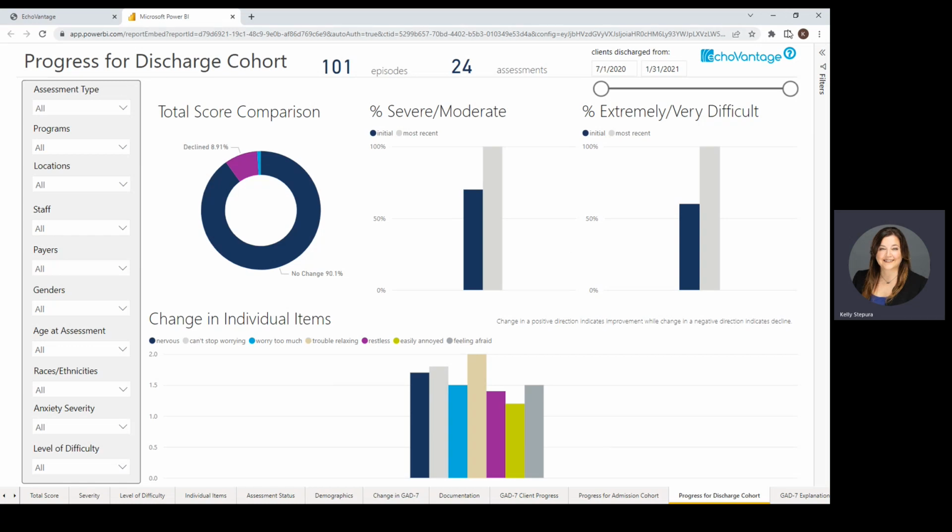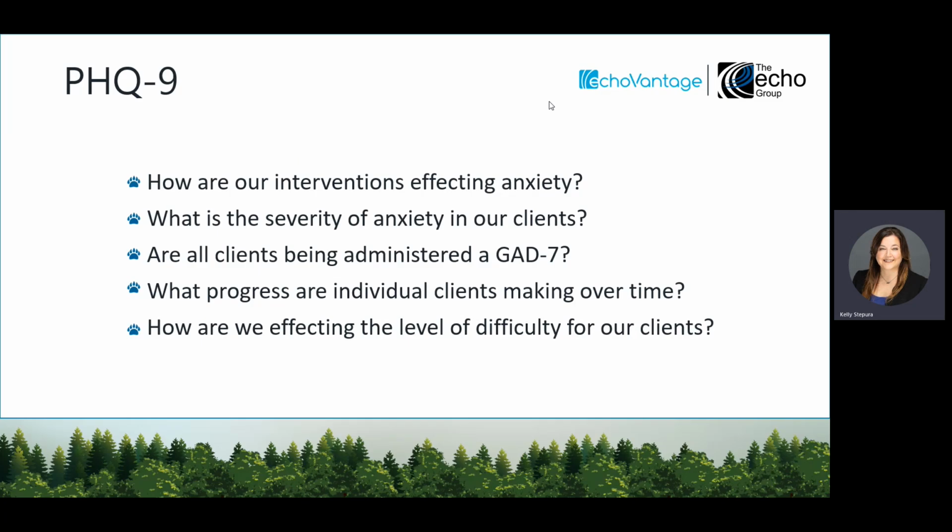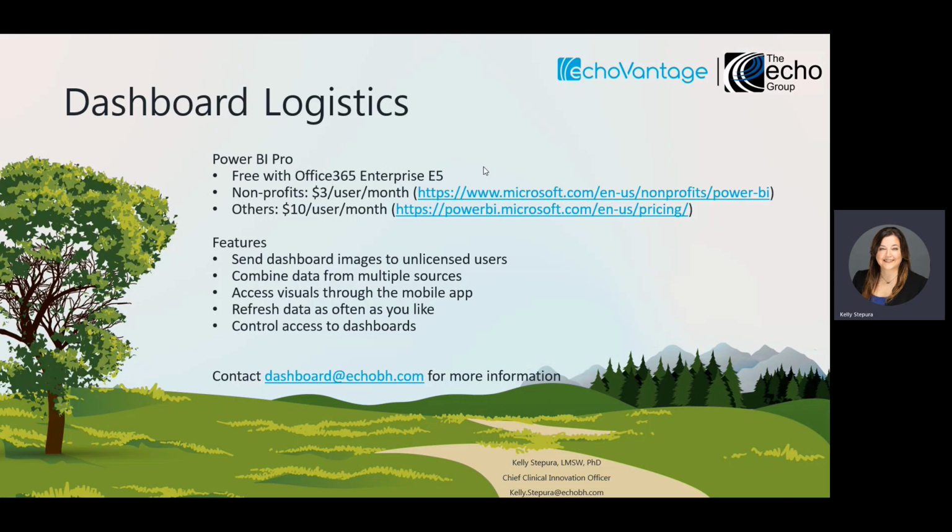So I'd like to give you just a little bit more information about what we're doing around dashboards. With the GAD7, we are using Power BI Pro. It's free with Office 365 Enterprise E5, $3 per user per month for nonprofits, and for others it's $10 per user per month. We are able to send dashboard images to unlicensed users, so you'll be able to choose users that would get pictures of the dashboard on a subscription basis. They wouldn't be able to filter those, but they would still see the images.